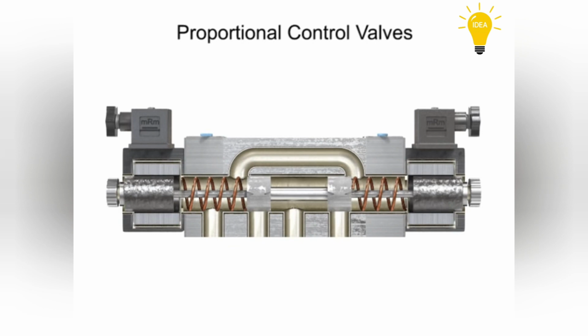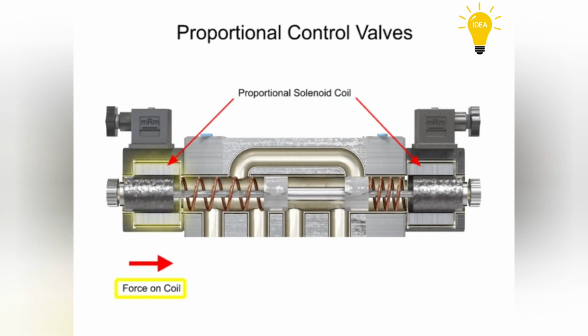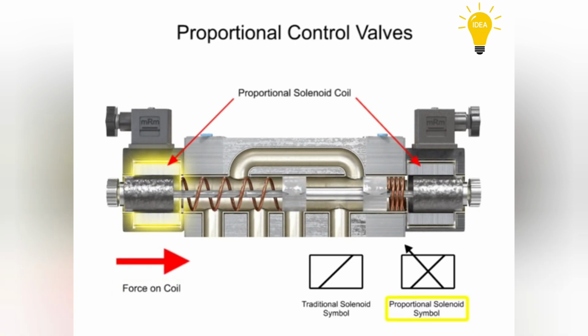The big difference is in the way their solenoid coils perform. Proportional coils operate on DC current and produce varying voltages that in turn produce a variable force to shift the spool. The graphic symbol for this type of solenoid shows the solenoid slash in the operator box with a sloping arrow through the slash.